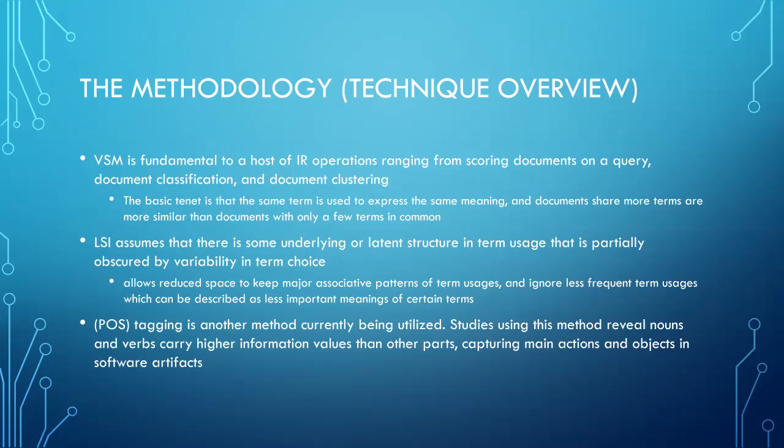Another approach mentioned in this article that can be used to detect polysemy is part of speech tagging. Recent research reveals nouns and verbs carry higher information values than other parts of speech, capturing main actions and objects in software artifacts.